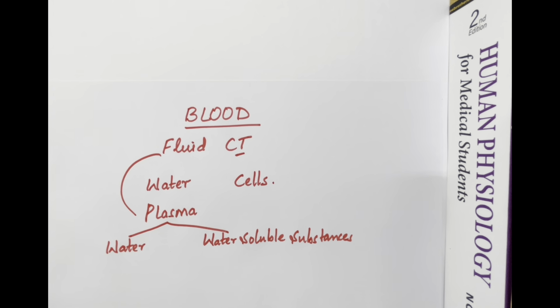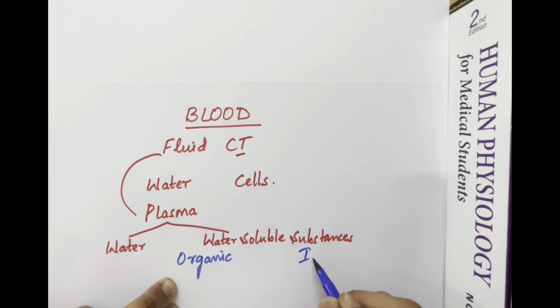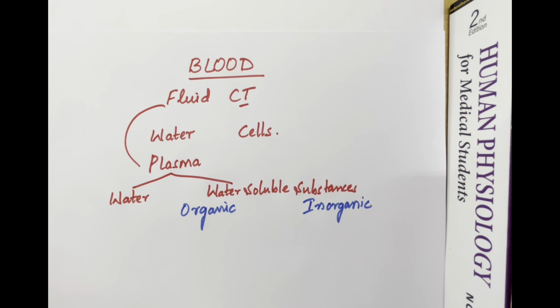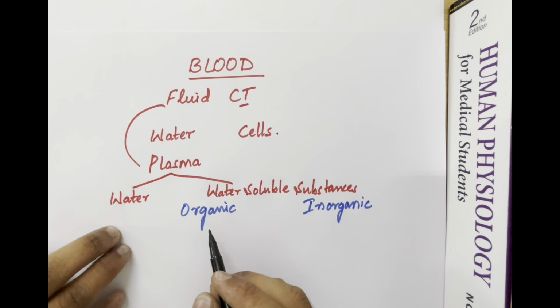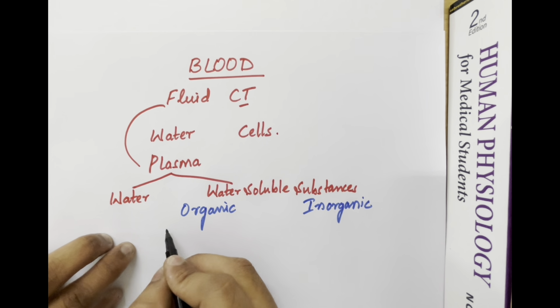Now, what are the water soluble substances that are present in plasma? This can be divided into organic substances and inorganic substances. What are the organic substances present in the plasma? Organic substances are proteins, fats, carbohydrates, and non-protein nitrogenous substances.